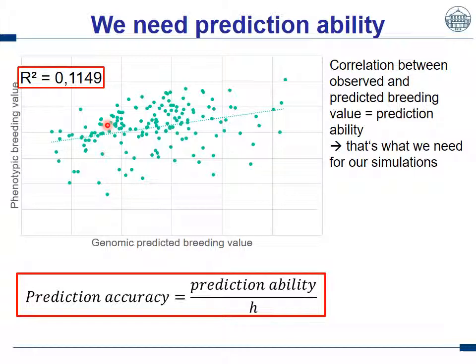In many data sets and publications, the prediction accuracy is given. But the prediction accuracy is the prediction ability divided by the square root of the heritability. Thus, if you have a paper or data where you have prediction accuracy, you have to transform it to the prediction ability.